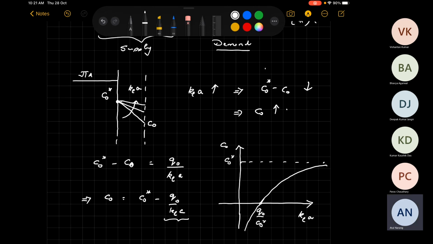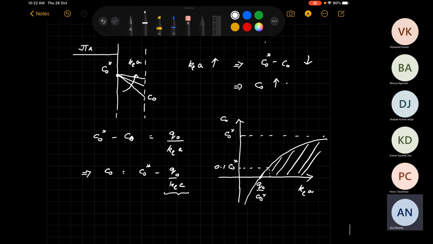And what they're basically asking you in this question is, I want not 0, but I want it at 0.1 C_O star. So basically, I need to keep my K_L a above this value. Are you with me? I'm trying to show this thing graphically because the calculation is kind of trivial. But do you understand the physics now?